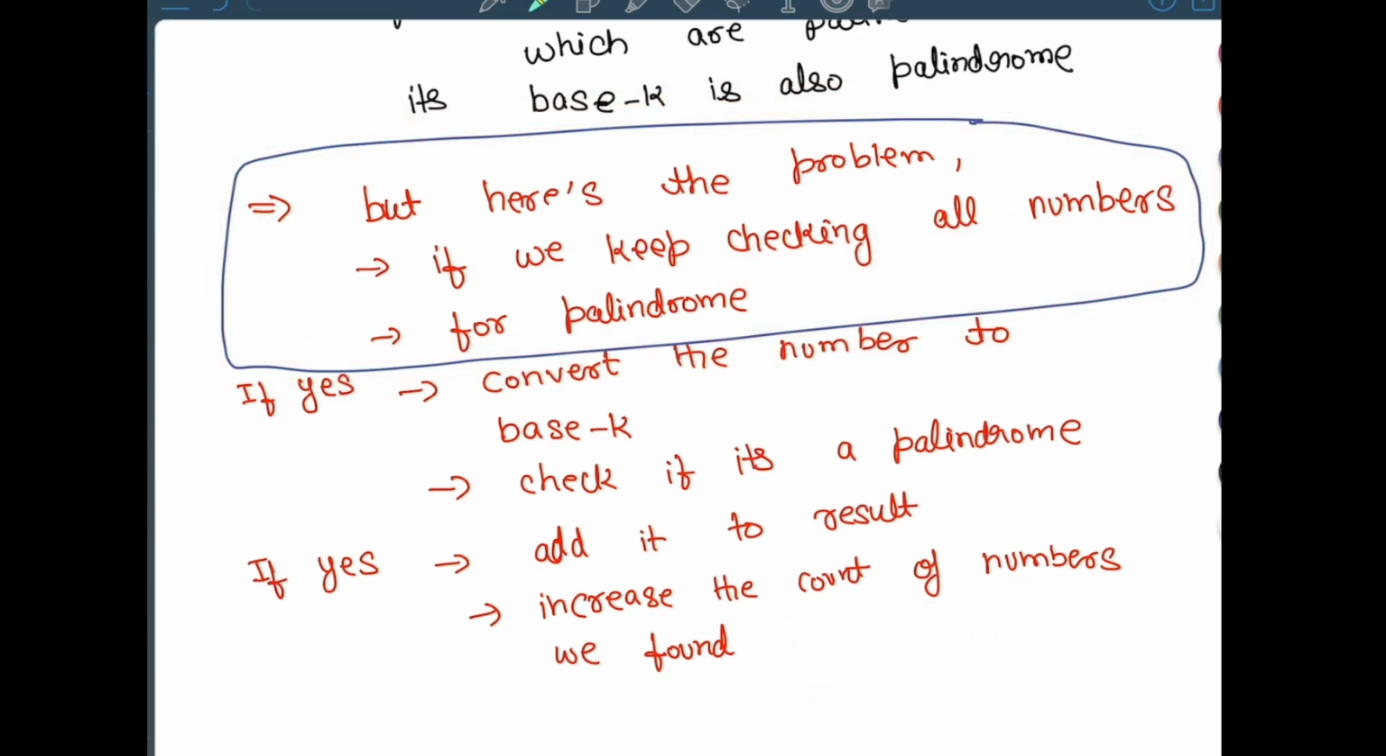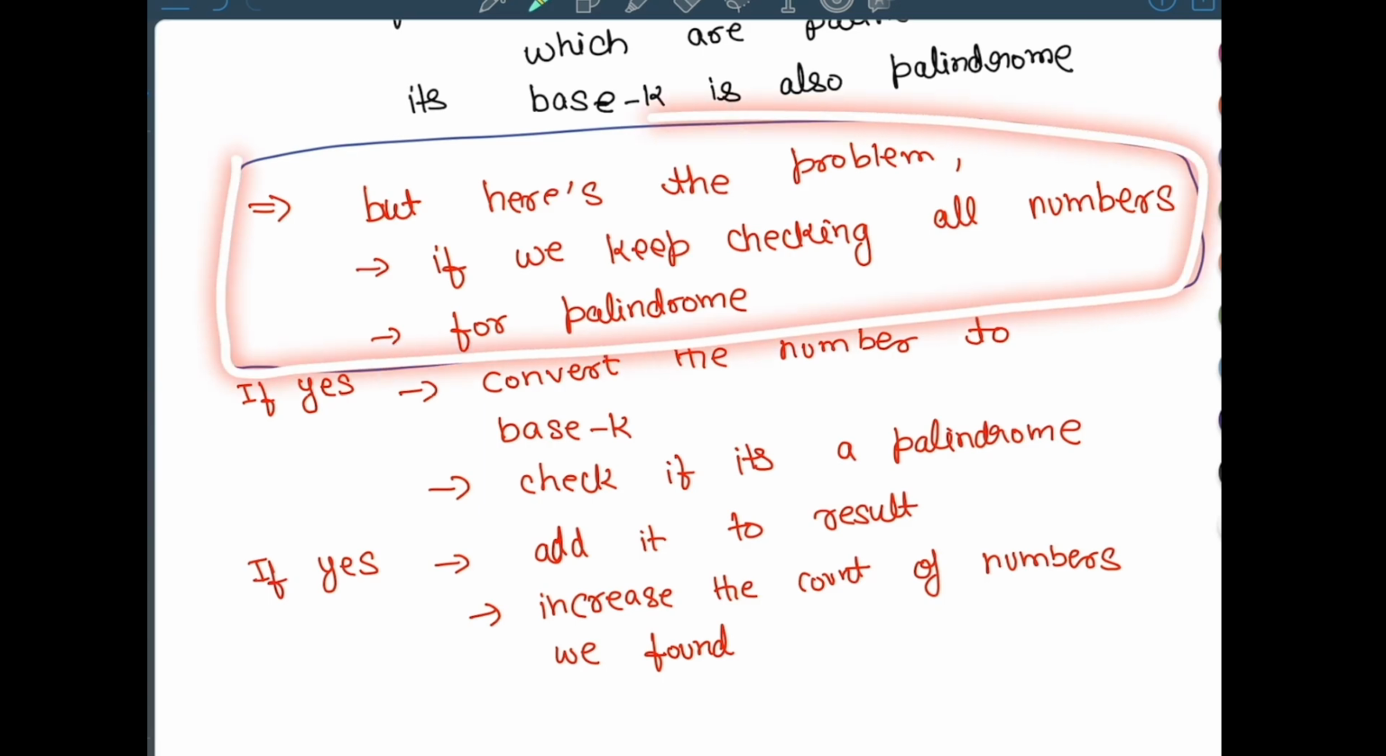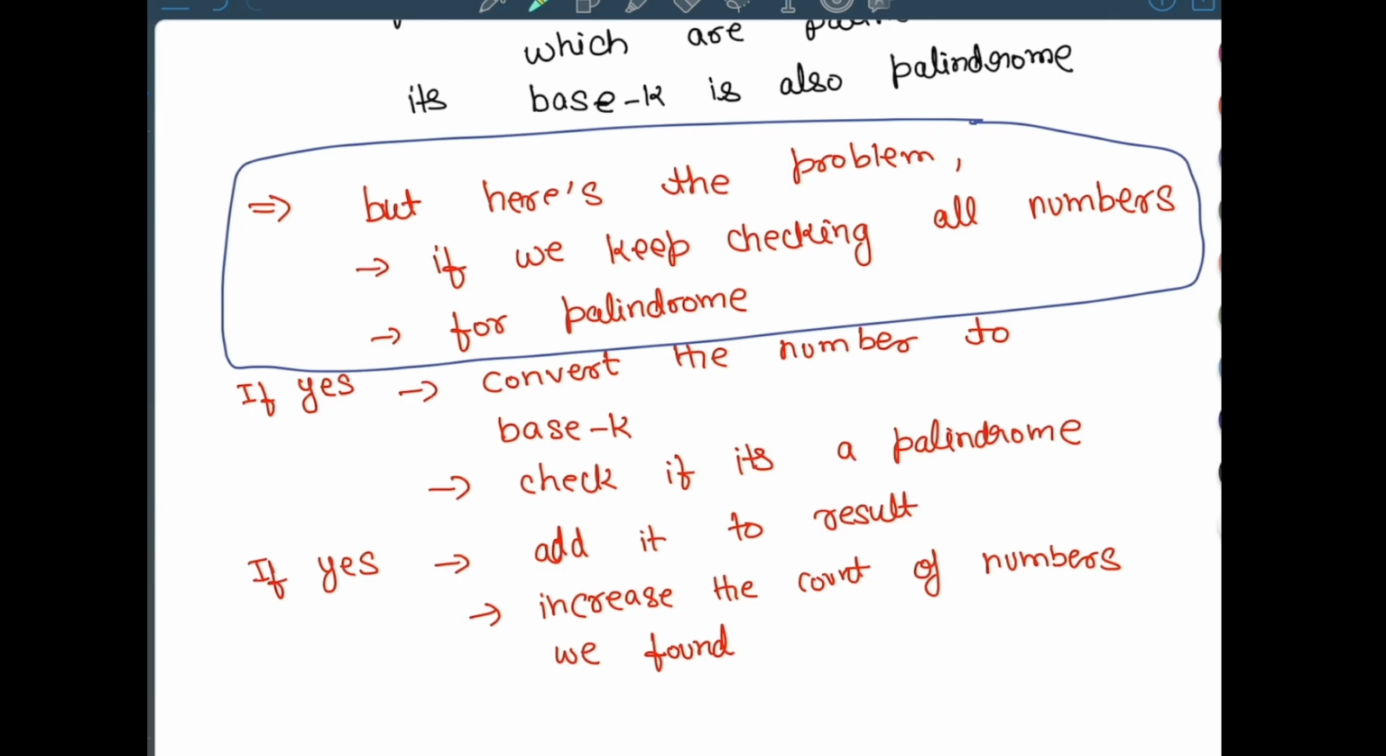Now I'm asking you guys, how can you think about something which can optimize this searching space? So there is one thing which comes to our mind. What is the thing which you want from this particular space? You want the palindrome numbers, right? The numbers whose reverse is the same.